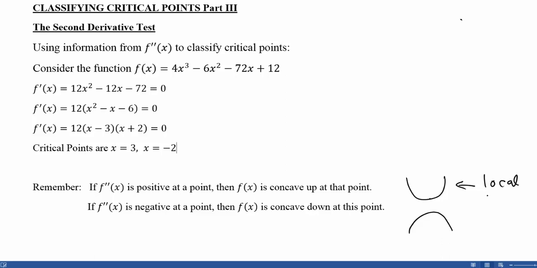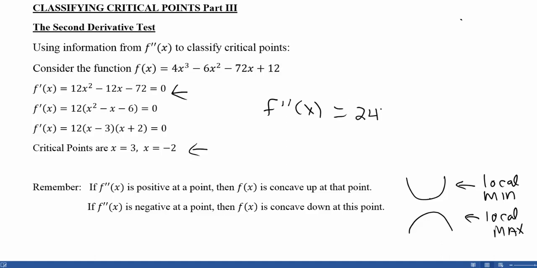Now, if we were to plug our critical point into the second derivative and it was negative, that means the original function was concave down, and that would make your critical point a maximum. Let's look at what happens here. So the second derivative of this particular function is going to give us 24x minus 12. Now we need to plug in each of our critical points to see what happens.